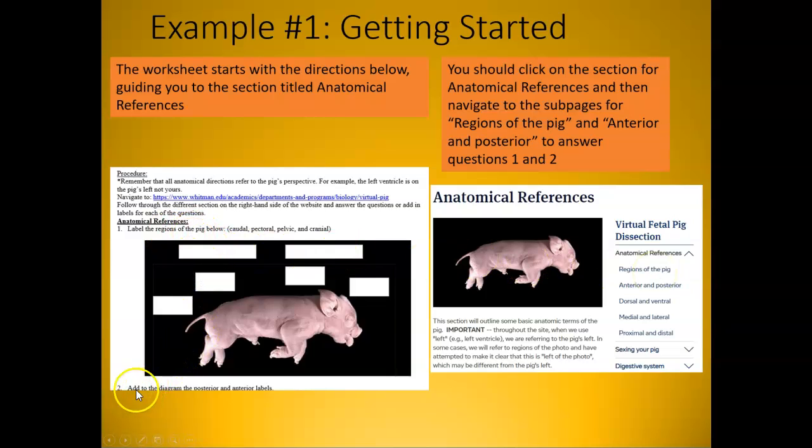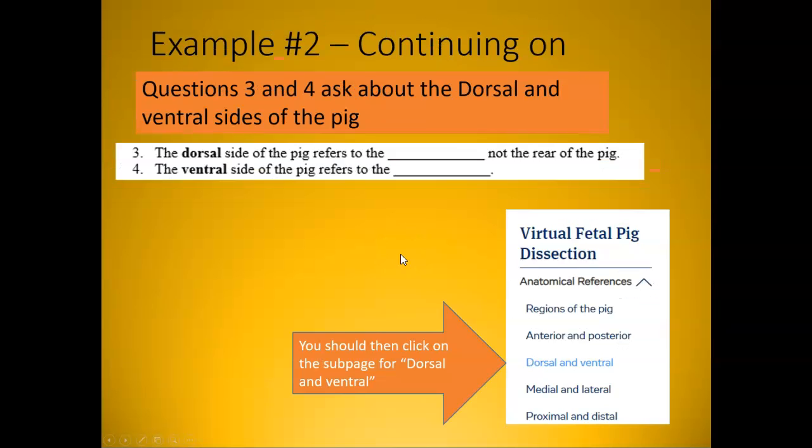And if you look down below, it says number 2, add to the diagram the posterior and anterior labels. And if you look on the right here, it says anterior and posterior. So you go to that part and add the appropriate labels. Continuing on, you'd see questions 3 and 4 ask about the dorsal and ventral sides of the pig. So you click on dorsal and ventral, and it gives you information about dorsal and ventral. And you continue on with medial and lateral, proximal and distal, all the way through.